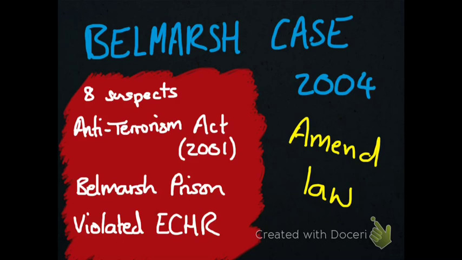This did not invalidate the Anti-Terrorism Act, as it was a statute law. However, the political and media fallout was strong enough for the government to amend the Act. The Belmarsh case shows that, if it is significantly high profile, a court ruling can still influence and direct Parliament.